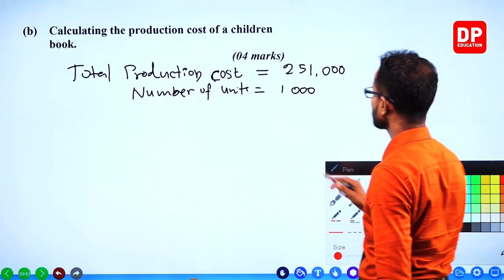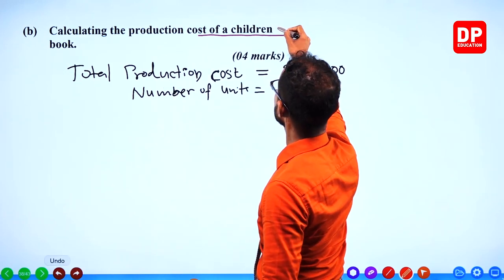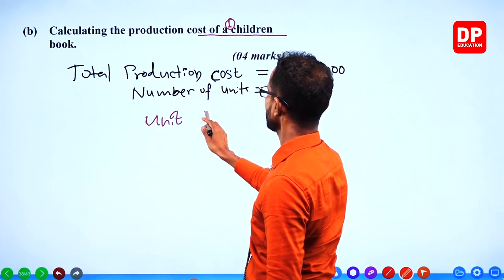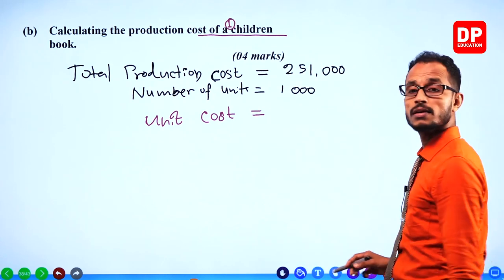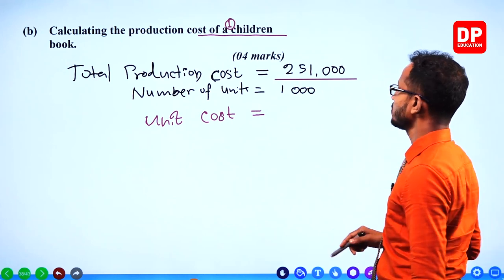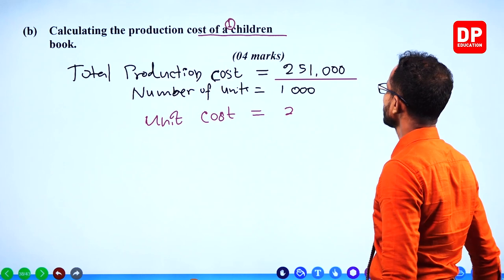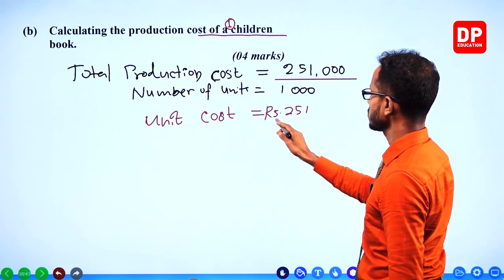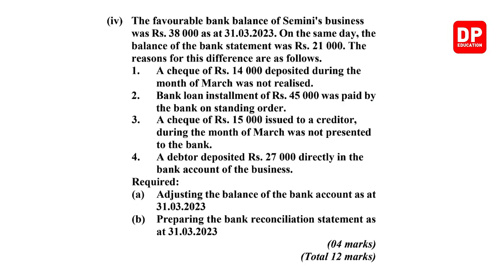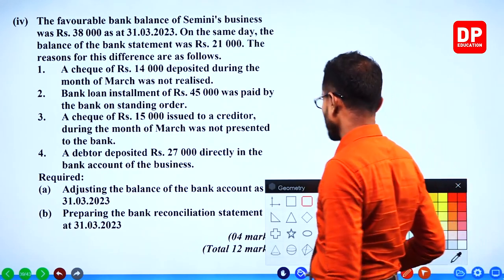Then unit cost. How to calculate unit cost? One children's book. So unit cost equals what? 251,000 divided by 1,000. Total cost divided by number of units. It becomes 251 rupees. Rupees 251. Yeah, that's it. We are going to the next question. Fourth part. Last part of this one.